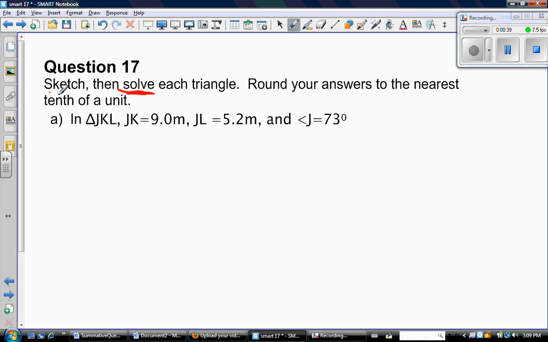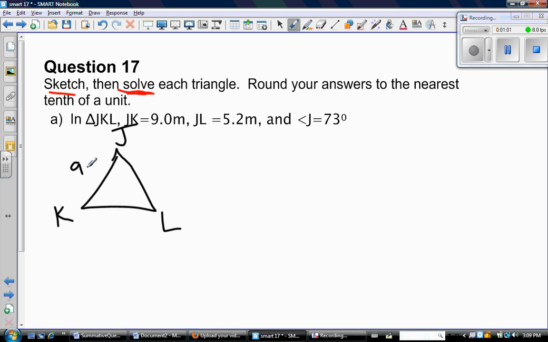So first of all, sketch. Now, I do a sketch in 2 steps. I always start kind of just with a really scribble sketch, and I never show my teacher this one because it ends up looking nothing like it should. I just draw like the fastest triangle I can. And this is just so I can get an idea about where my sides are. So I just drew a triangle, JKL.